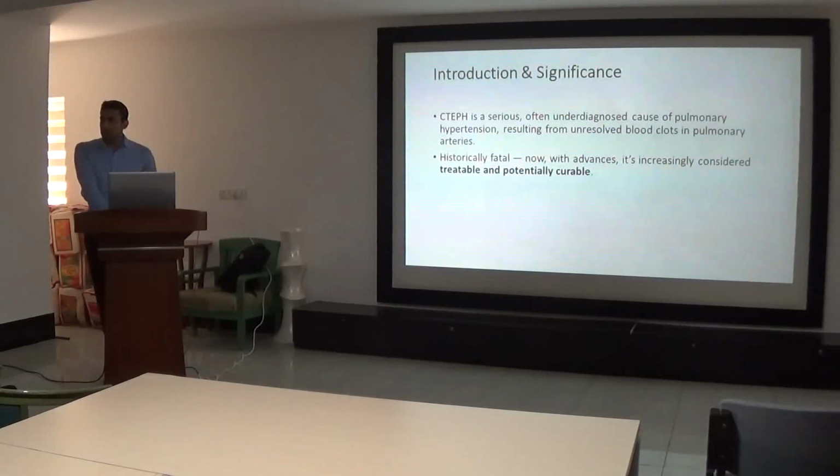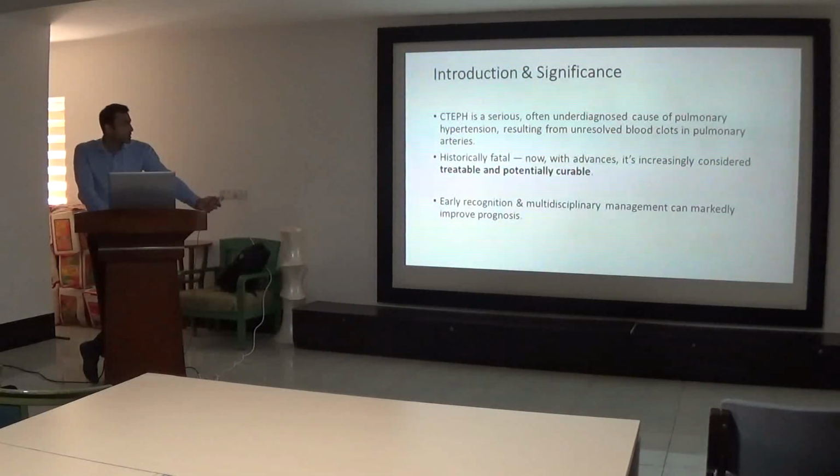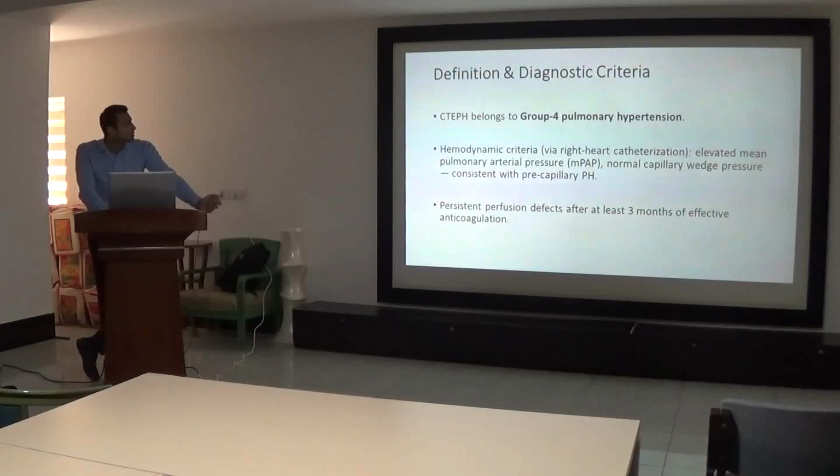If those are present and there is no other cause that we can find out, we should definitely refer to a CTEPH center, or other centers for pulmonary hypertension, or a setup where there is a backup of cardiac surgery, so that we can go for a ventilation perfusion scan and further diagnosis. So nowadays it is not historically fatal, it is potentially curable. Early recognition. So definition we discussed.